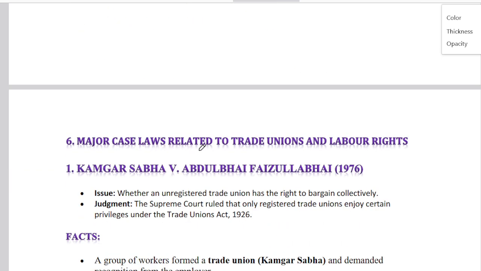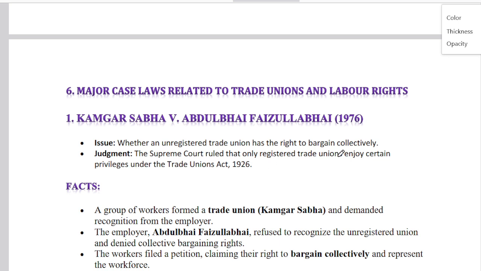And the major case laws related to trade unions and labor rights. If you read more cases, it will be more useful for you to write answers, so that you can understand what the concept is all about. The first case is Kamgar Sabha versus Abdullah Faizbhai.